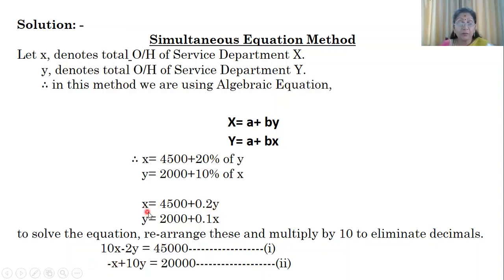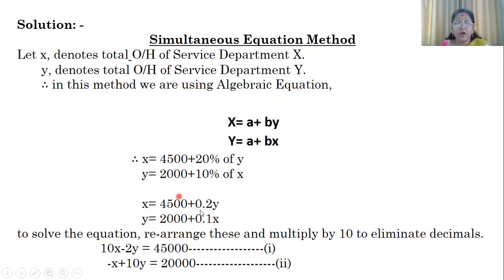First we are multiplying. 10x is equal to 4,500 into 10, 45,000, plus 0.2y, we will get 2y. Then 10y is equal to 2,000 into 10, 20,000, plus 0.1x, we will get 1x. That is 1x, we call it x.